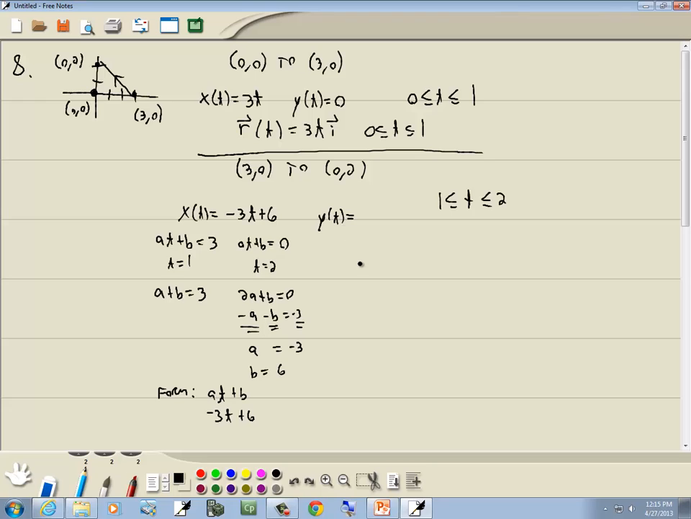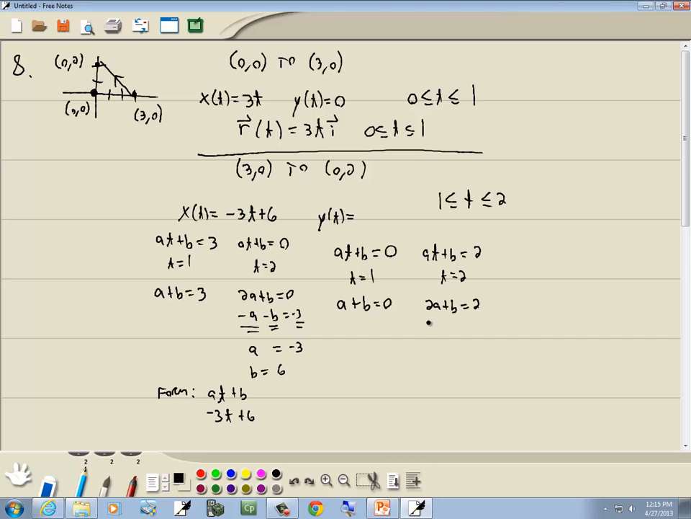Now let's look at the y's. So we're going to have at plus b is equal to our beginning y value, which is 0. And at plus b is equal to our ending y value, which is 2. So I'm going from 0 to 2. Now in this one we're plugging in t is equal to 1. This one we're plugging in t is equal to 2. So this one gives us a plus b is equal to 0. If I plug 2 in here, I get 2a plus b is equal to 2.